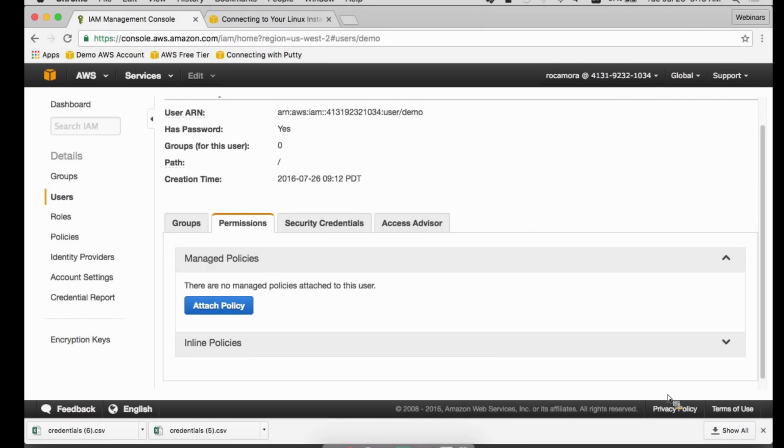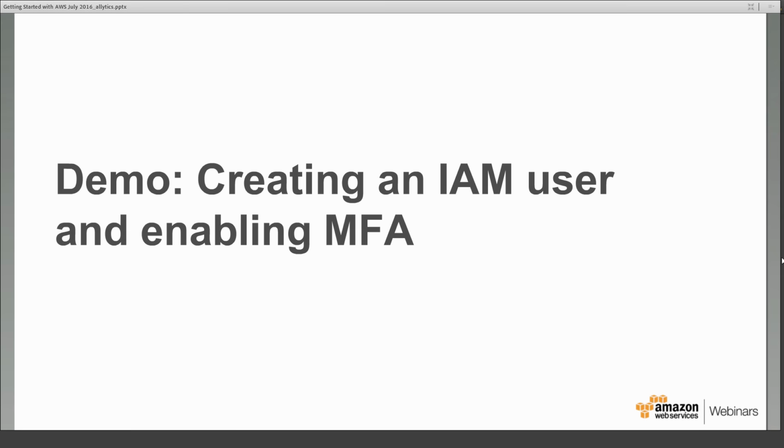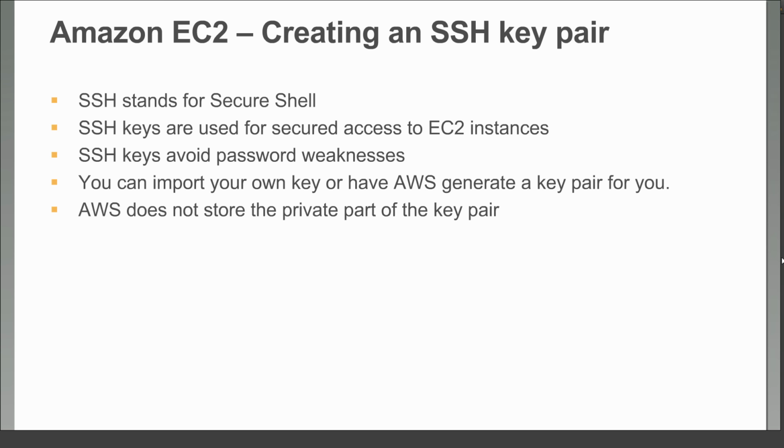Okay. Let's flip back to the slides and start doing the next steps, which we'll need to do to be able to launch EC2 instances. So there's a couple things we have to do before we can launch an EC2 instance. EC2 stands for the Elastic Compute Cloud. It allows you to launch virtual machine servers that run in the cloud. We call them instances.